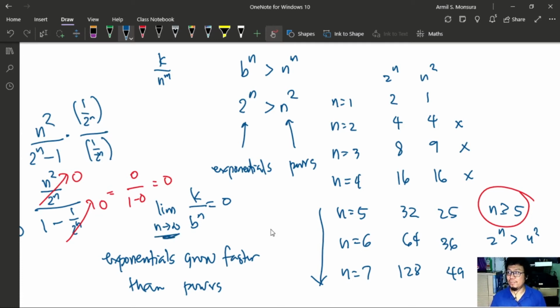So it doesn't matter if the pattern is not really consistent. For example, in this case there is a point where the exponential is less than the power. But starting from n equals 5, there is no way that your power can catch up with the growth of your exponential. So we can conclude that exponentials grow faster than powers. So that's another way to evaluate the limit.